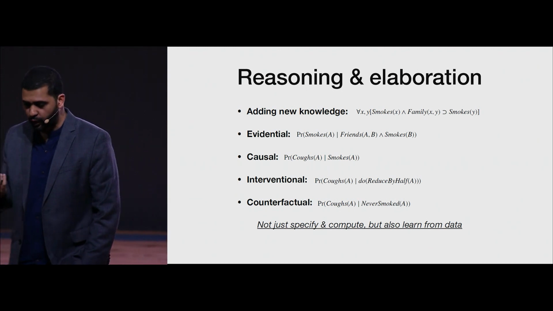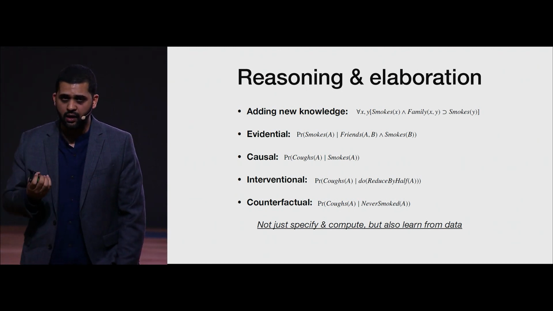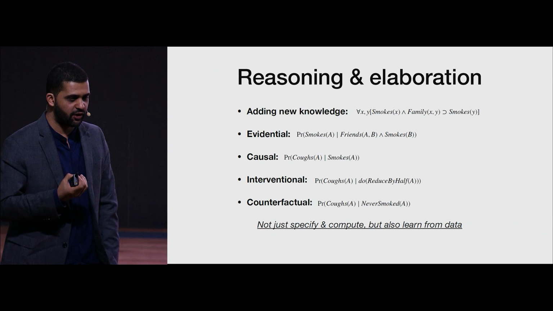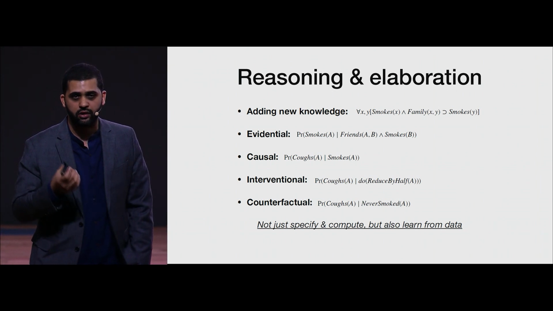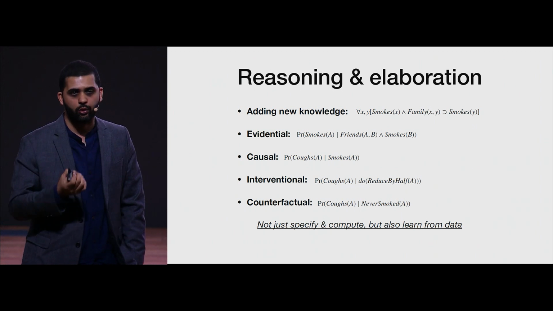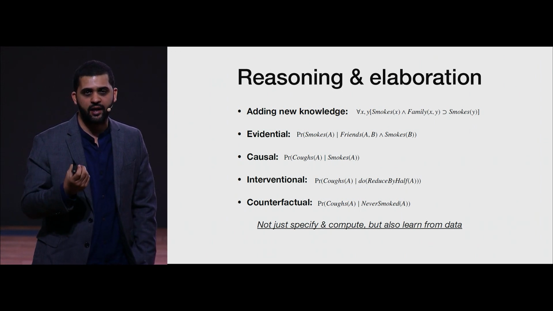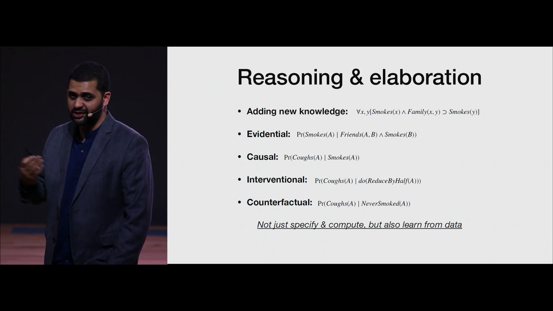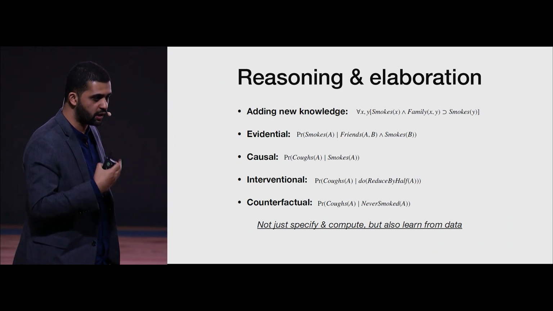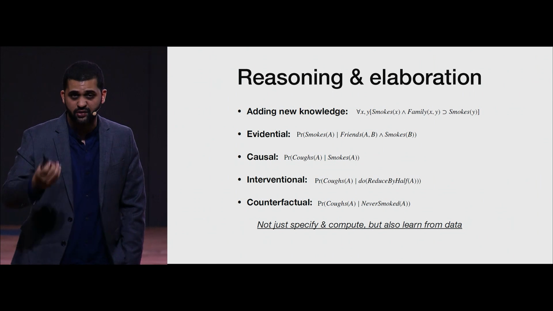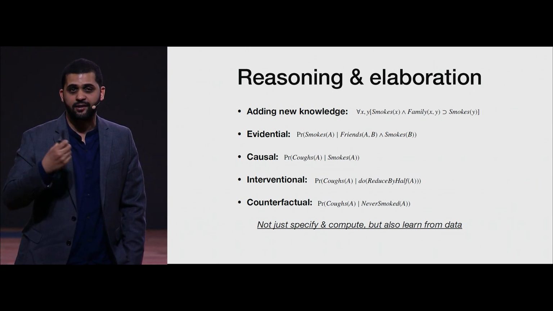There are certain kinds of queries that you might be interested in. The most standard thing would be evidential. For instance, you see that A is friends with B and that B smokes, and you're interested, well, does A smoke too? And you're interested in the probability that A smokes. Because this is a statistical assertion that you're trying to make from this data. You might be interested in causal information. So, for instance, if I smoke, what is the probability that I'll start coughing?